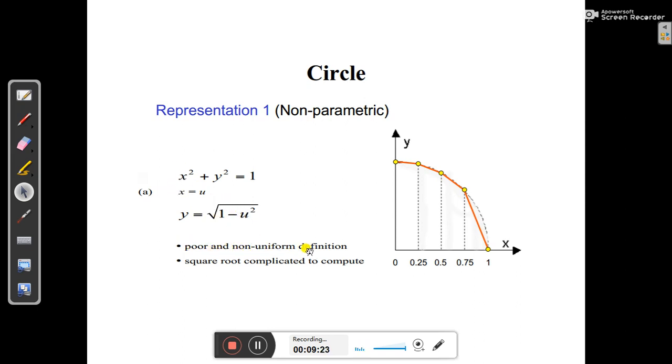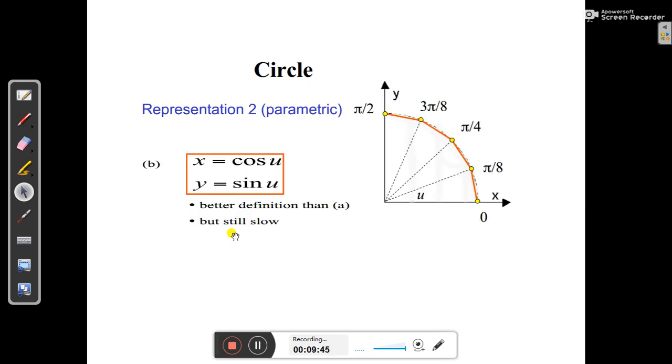So poor and non-uniform definition. If you follow this non-parametric equation, we will find a poor and non-uniform definition of the line, or the equation of the line, or the representation of the circle. The square root is complicated to compute. If you try to find a square root, the computation will be more complicated.